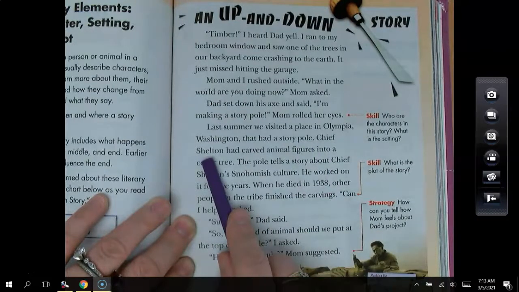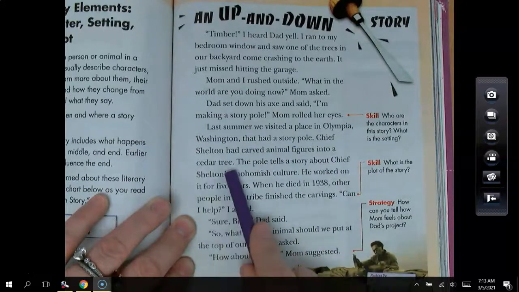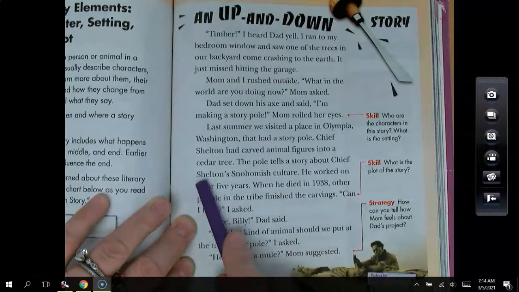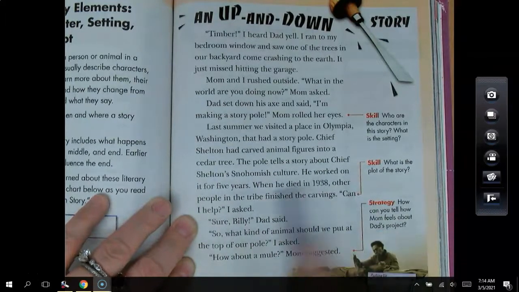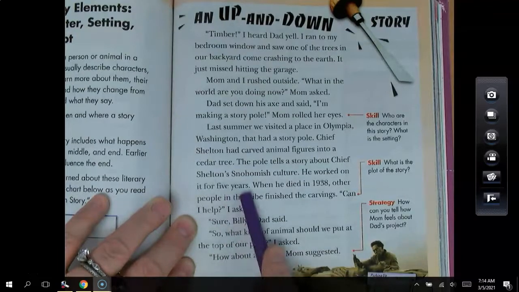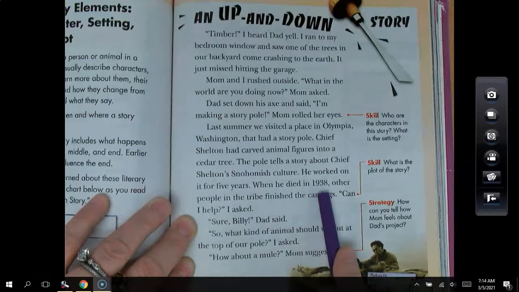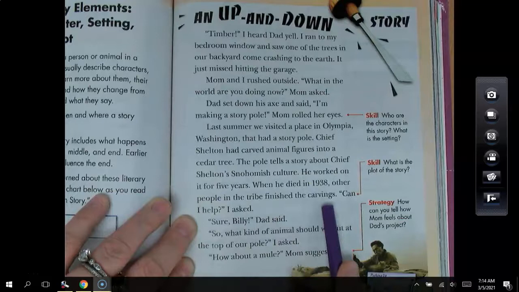Last summer, we visited a place in Olympia, Washington that had a story pole. Chief Shelton had carved animal figures into a cedar tree. The pole tells a story about Chief Shelton's Snohomish culture. He worked on it for 5 years. When he died in 1938, other people in the tribe finished the carvings.